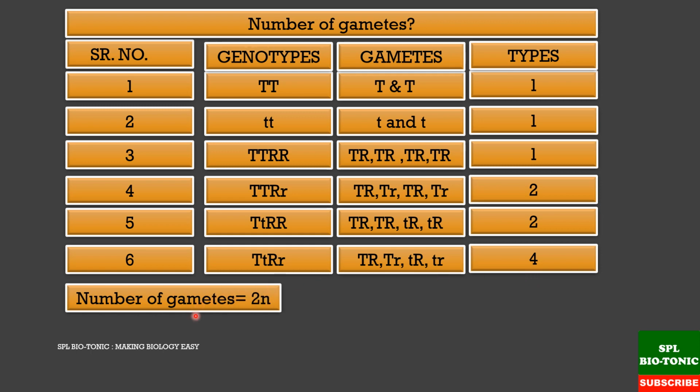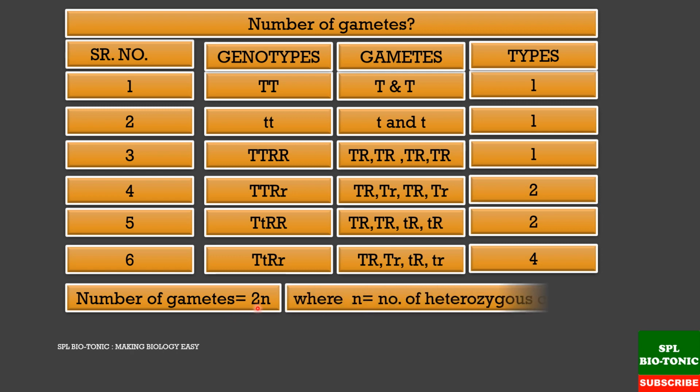So here we can make a generalized statement that the number of gametes is equal to 2 raised to n, where n is the number of heterozygous characters. Let us understand again. In the case of the 6th example, the number of heterozygous characters is 2. So 2 raised to 2 is 4. So 4 types of gametes are formed. In the case of the 5th, one heterozygous condition is there, so 2 raised to 1 is 2 gametes.